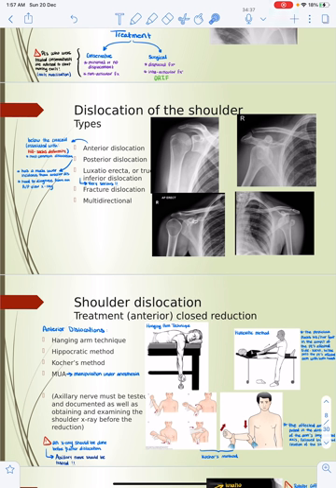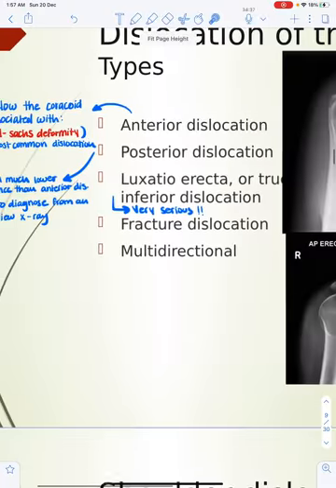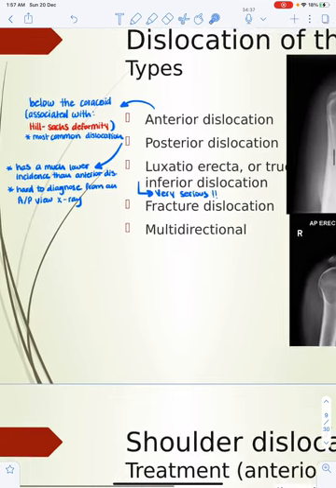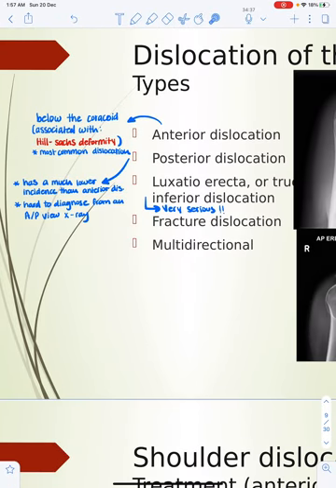In the shoulder region, first we will talk about dislocations. We have different kinds of dislocations: the anterior dislocation, the posterior dislocation, and a kind of dislocation called luxatio erecta, which basically means inferior dislocation. You just need to know two names, either luxatio erecta or inferior dislocation. I also have fracture dislocation, which is basically a dislocation and a fracture at the same time, and multidirectional dislocation. We will talk about each one separately. The anterior dislocation, from its name, the humerus goes anterior to the glenohumeral joint. So it moves anteriorly.